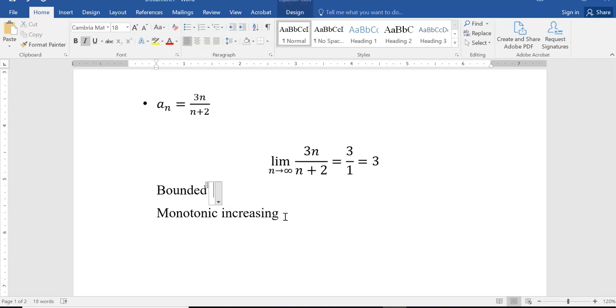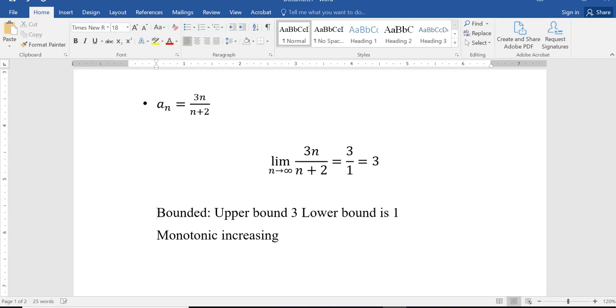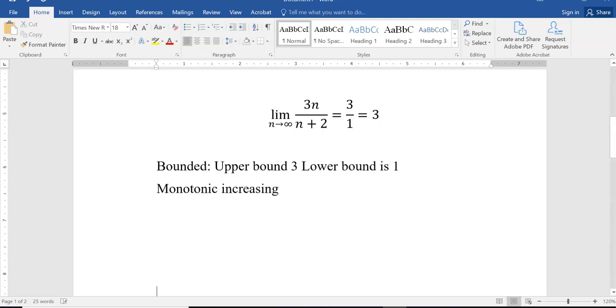It is bounded, and the upper bound is 3, lower bound is 1. You kind of have to list out some of the terms to actually see that. Again, I'm not going to list out the terms right now, but that's kind of how you'd see that. Upper bound is 3, lower bound is 1.